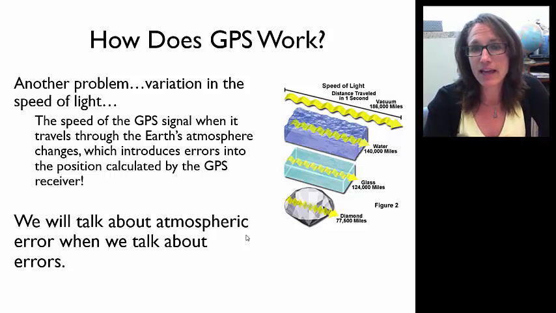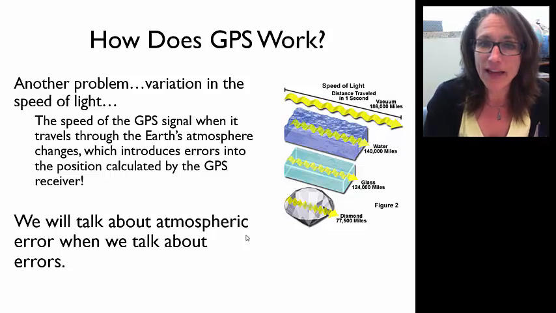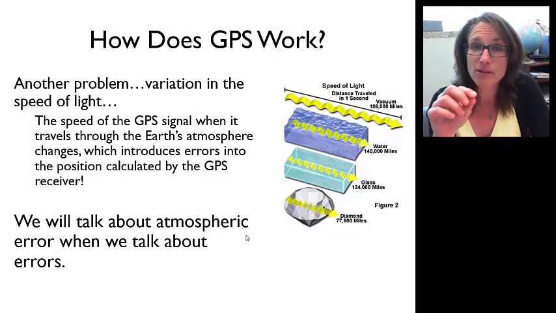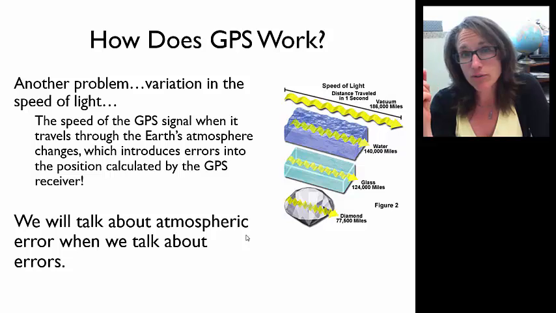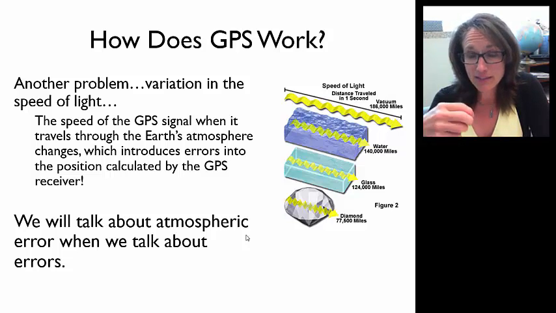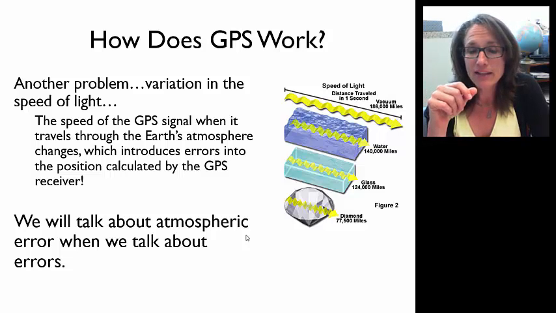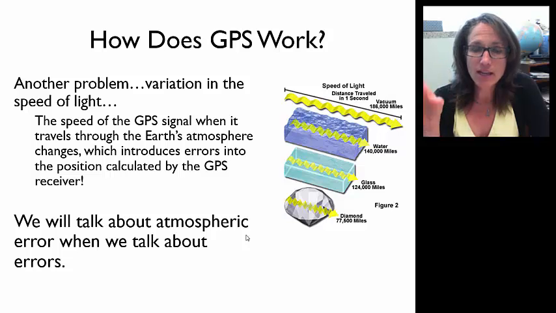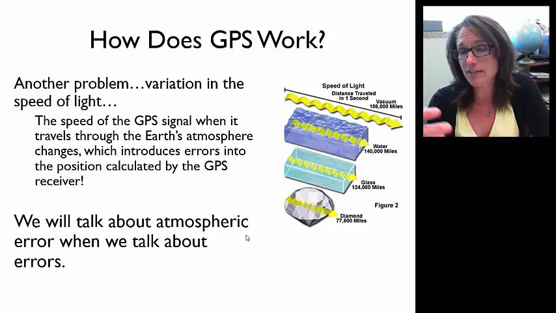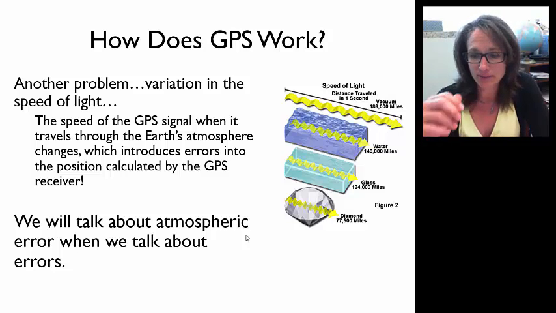So I mentioned that we have another problem, and that is that the speed of light is constant in a vacuum, but those signals have to travel through the Earth's atmosphere. When those electromagnetic signals travel through the Earth's atmosphere, it affects the speed of the signal. And that can introduce some error into the position that's calculated by our GPS receiver. In a couple weeks, we'll talk about atmospheric errors, what we can do to correct them, which ones we can remove, and how we can do that.